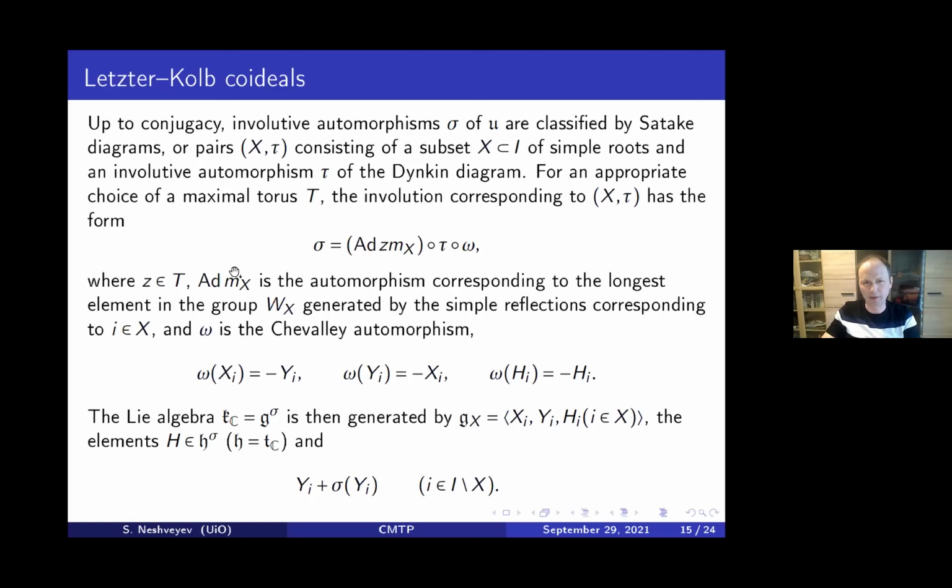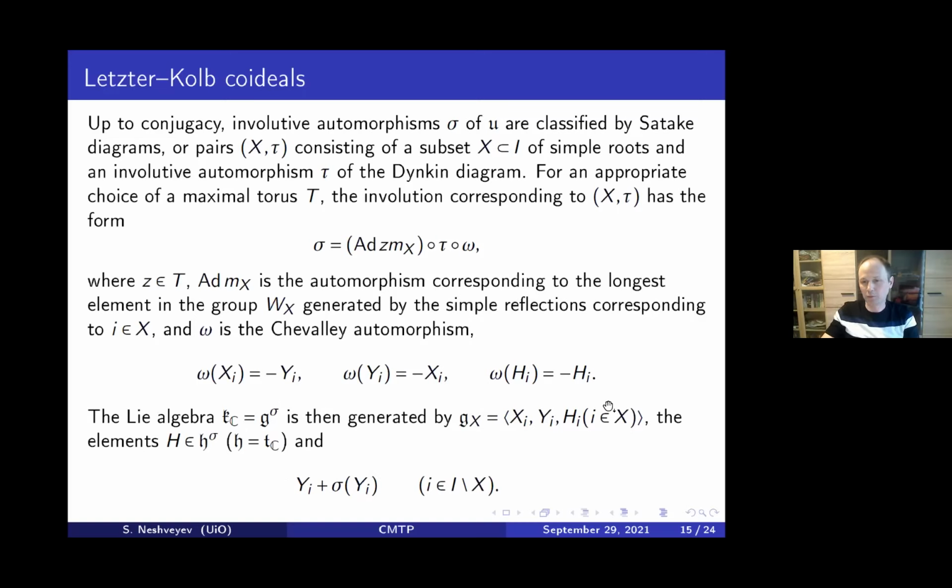And sort of the most complicated part is this part, where you conjugate by a particular element which corresponds to the longest element in the Weyl group generated by reflections corresponding to roots in the set X. And in this form, the fixed point algebra, or more precisely its complexification, can be described as follows. So this is a subalgebra generated by all these generators corresponding to roots in X, plus all elements of this form, where you take roots not in X.